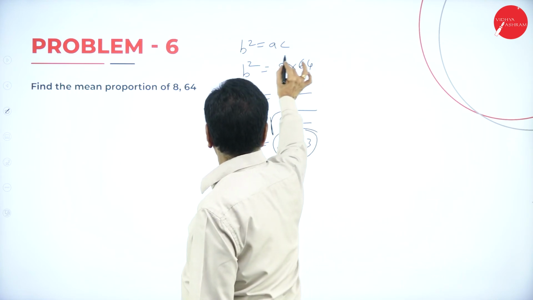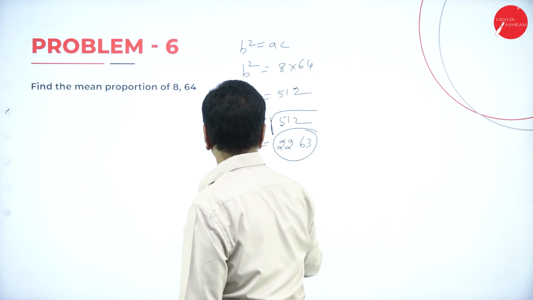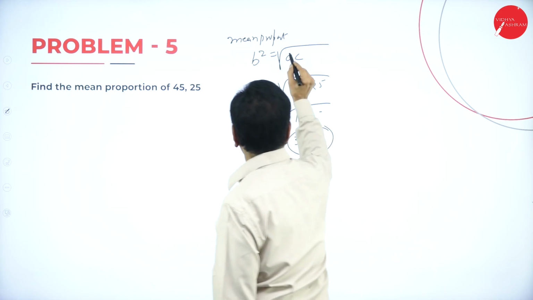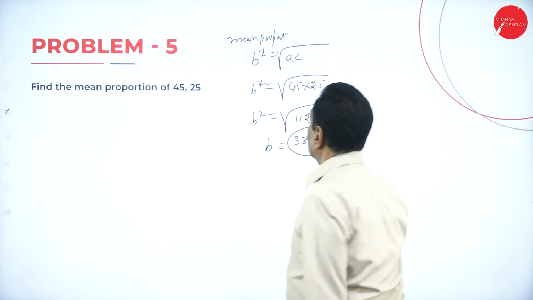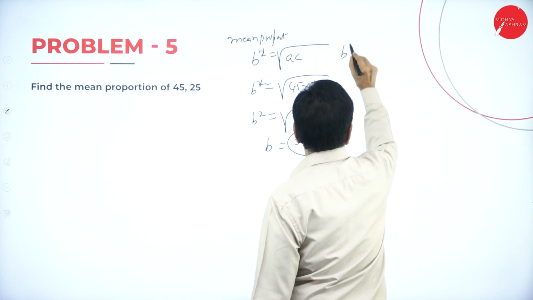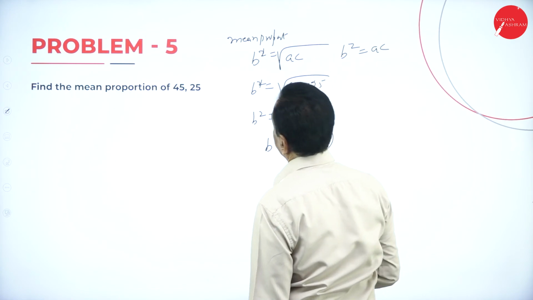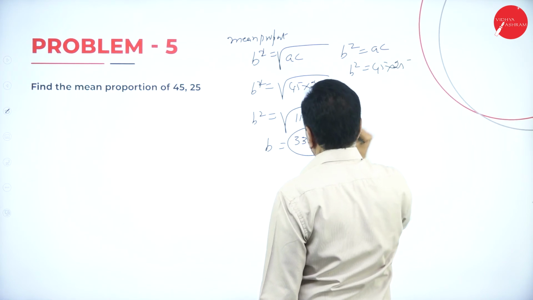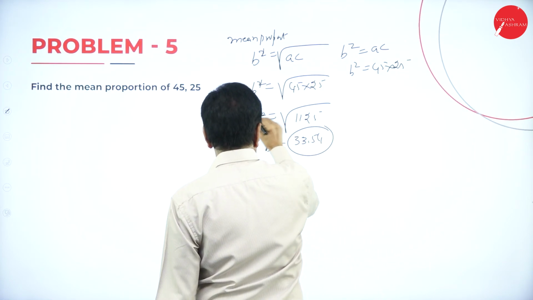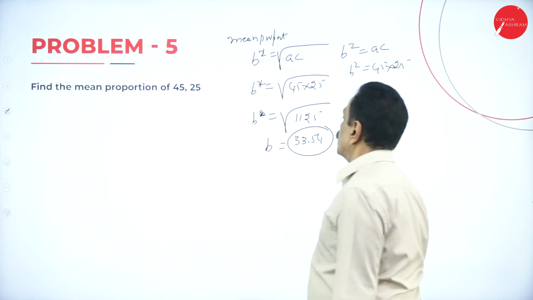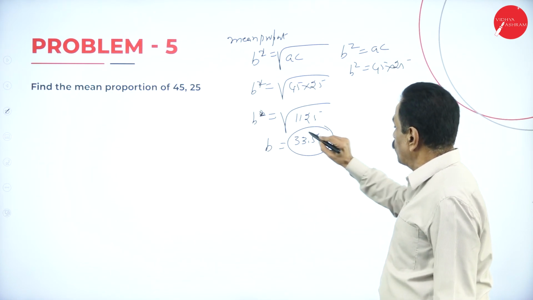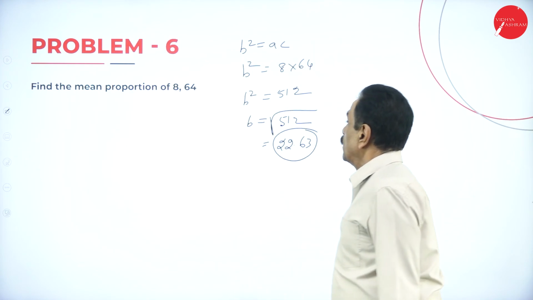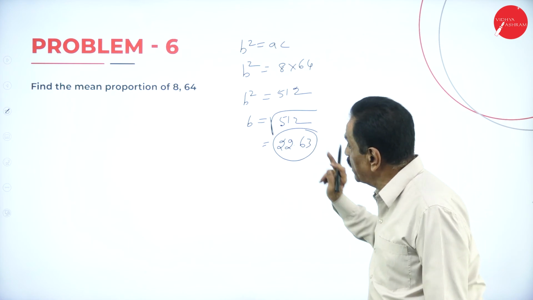Then B squared is equal to AC, B squared is equal to 5 into, B is equal to root of 512. This can be written as B square is equal to AC. B square is equal to 45 into 25. B is equal to root of 1125. This is a value. Same thing. B squared is equal to AC. B square is equal to 512. B is equal to root of this.